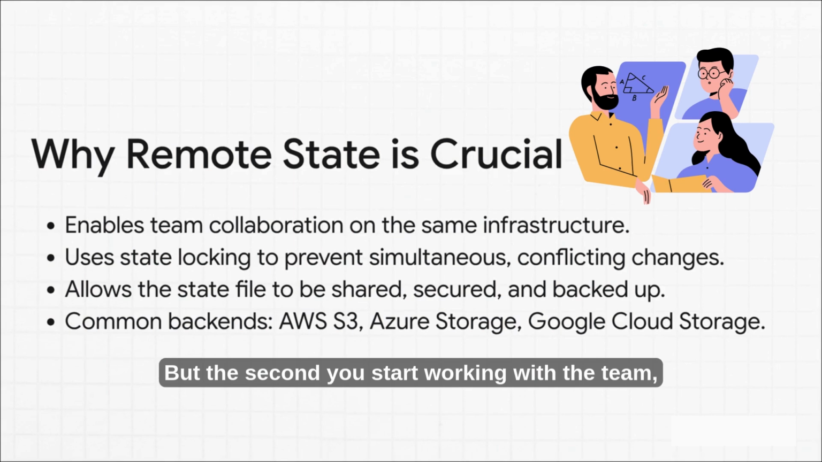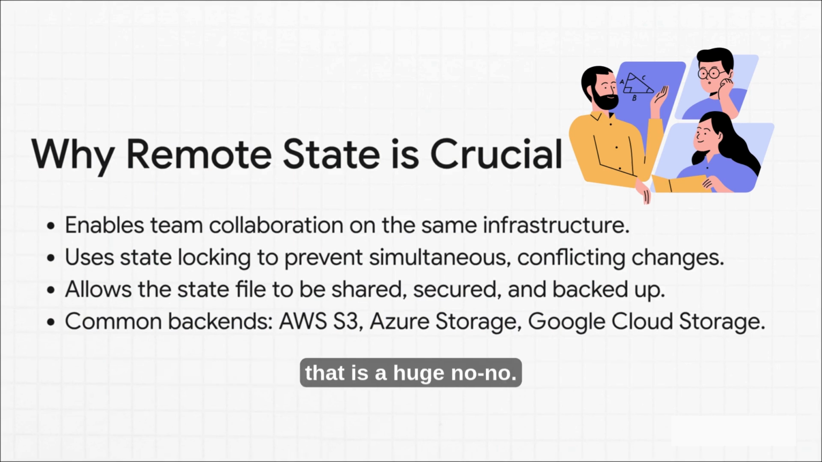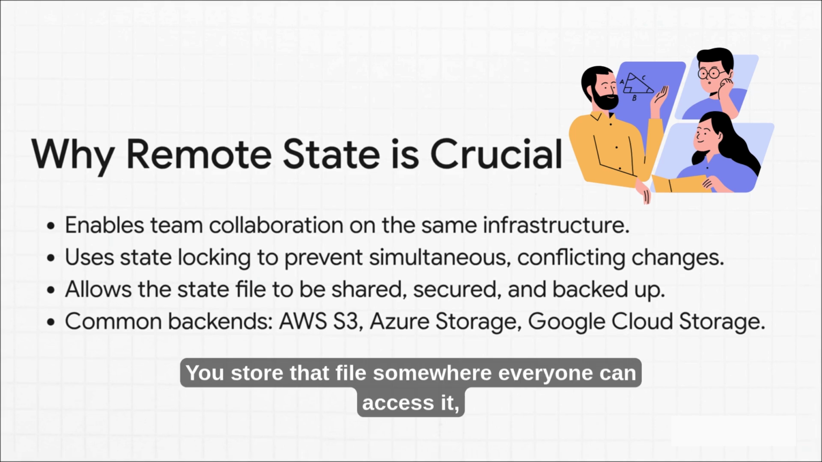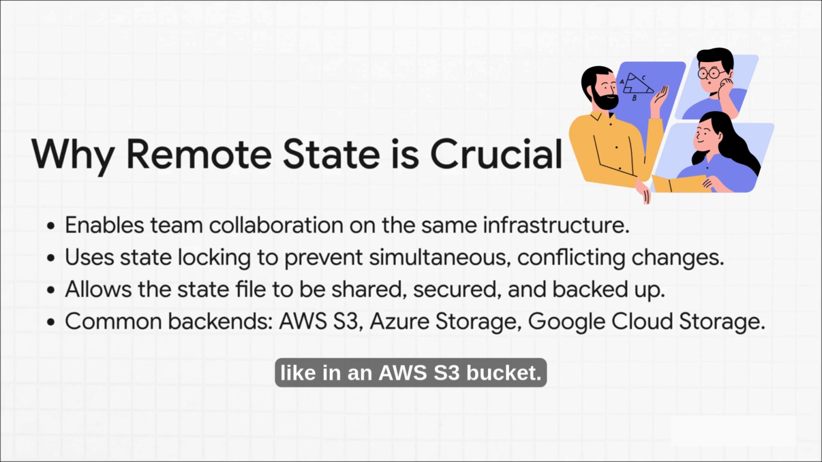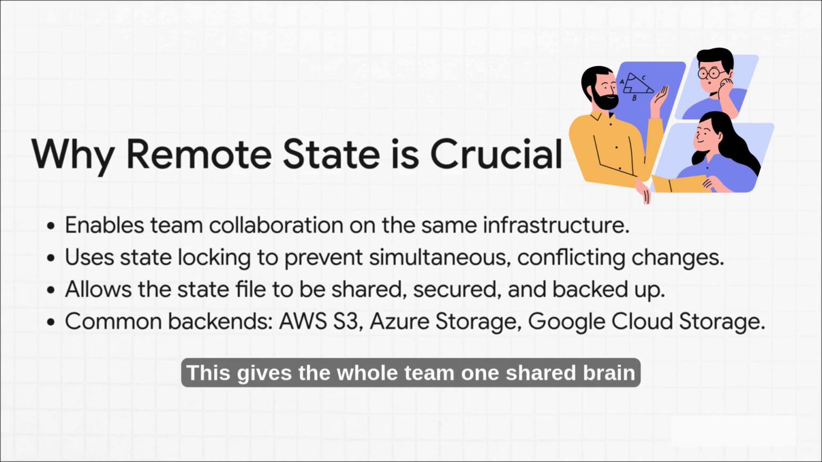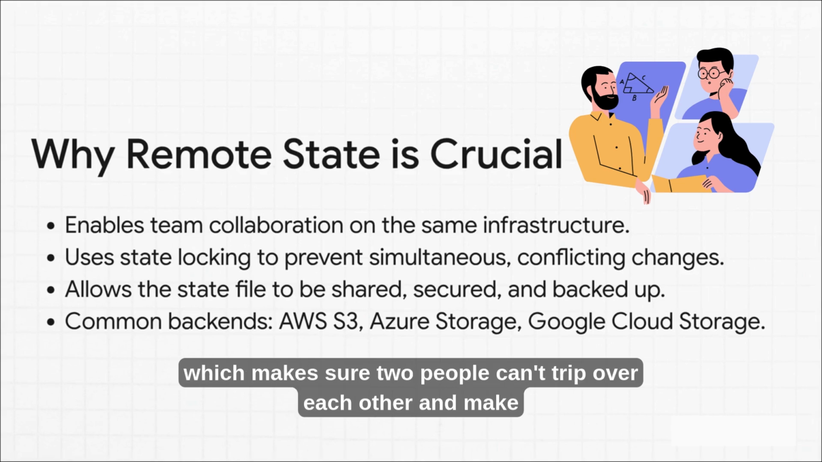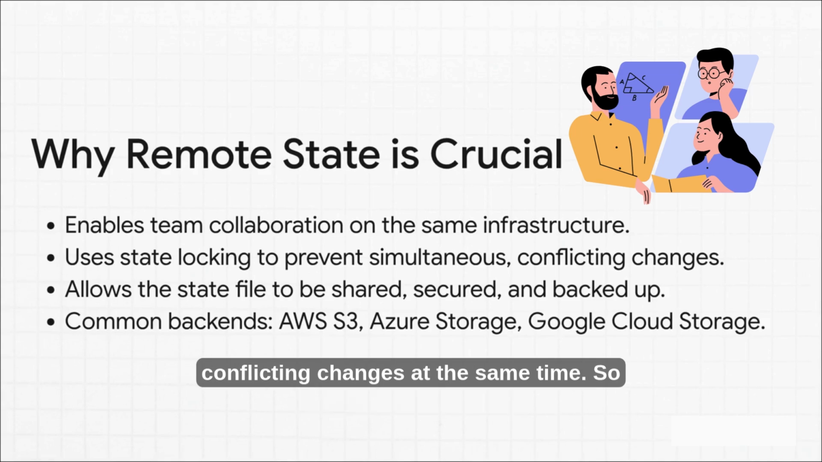But the second you start working with a team, that is a huge no-no. You have to use what's called remote state. You store that file somewhere everyone can access it, like in an AWS S3 bucket. This gives the whole team one shared brain, and that enables a critical feature called state locking, which makes sure two people can't trip over each other and make conflicting changes at the same time.